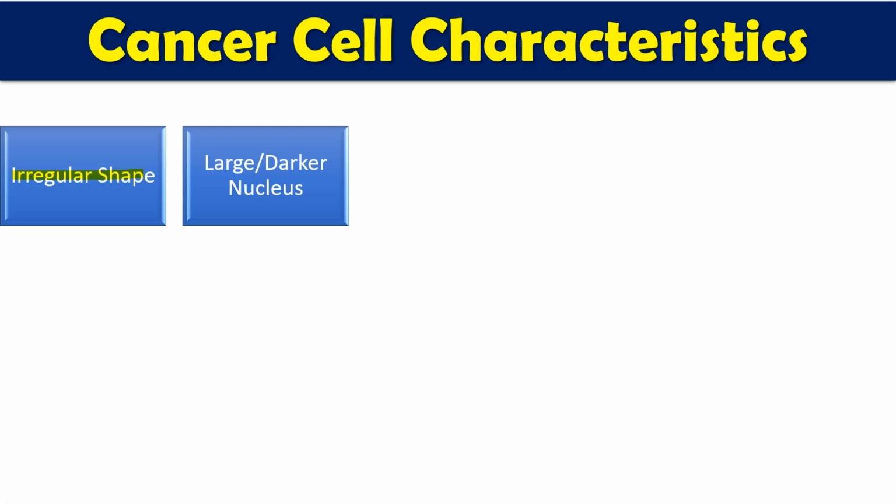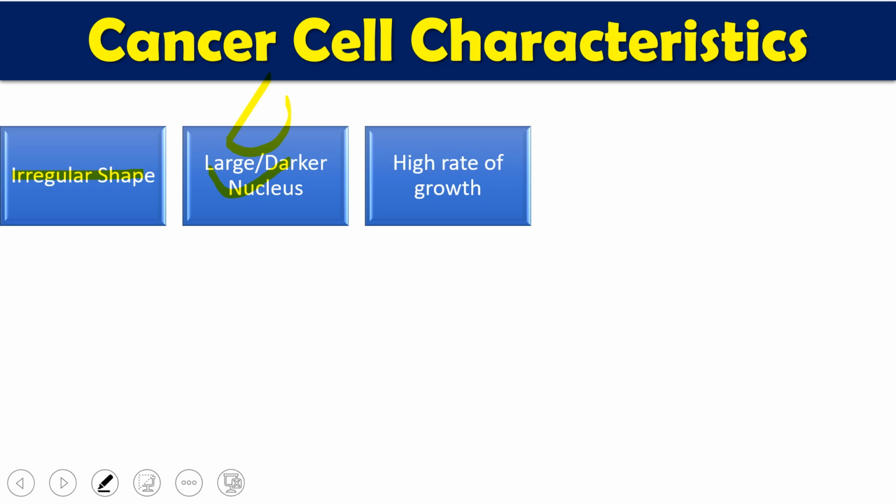Large or darker nucleus, I have already told you, because in cancer cells chromosomes replicate very fast, so the chromosome number and amount are higher, and obviously the chromosomes will be dark or intensely colored. Because of that, the nuclear to cytoplasmic ratio is affected, so in cancers it is 1:1.